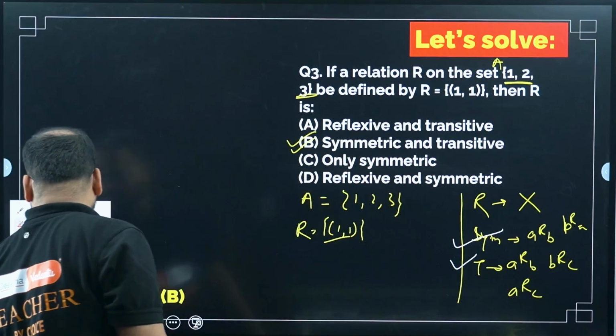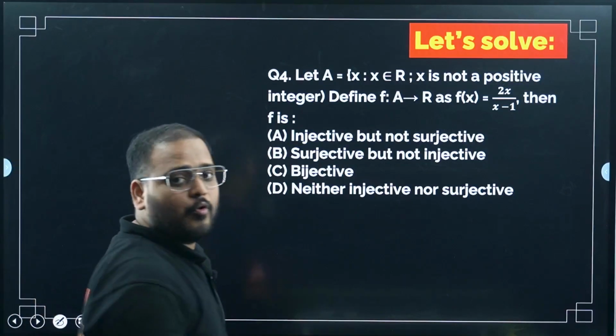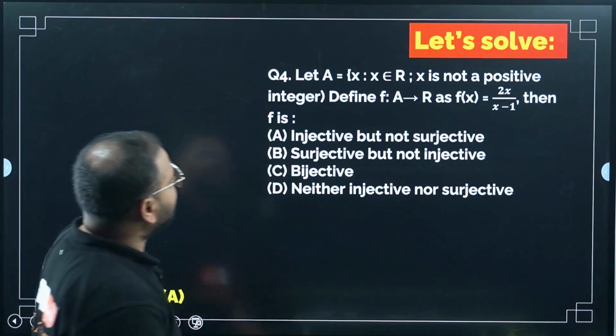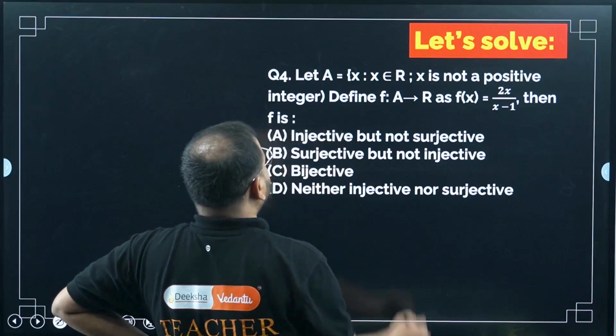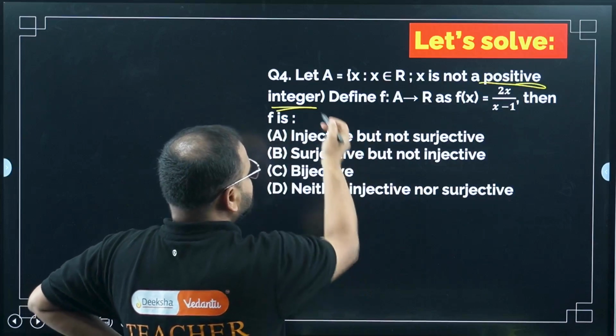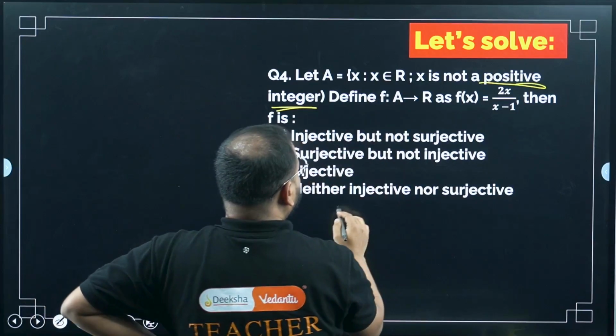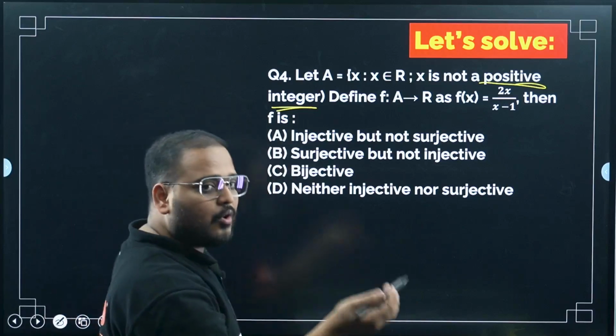Okay. We can move on now. Let's move on, sir. Okay, question number 4. Let A is given, x is real number, x is not positive integer. Set A is defined means basically they are saying that not positive, right? So it can be 0 or negative integer.